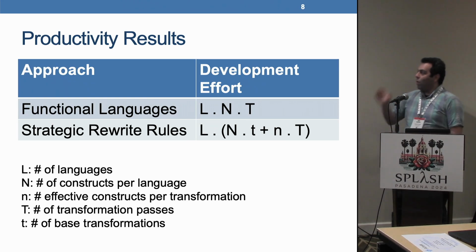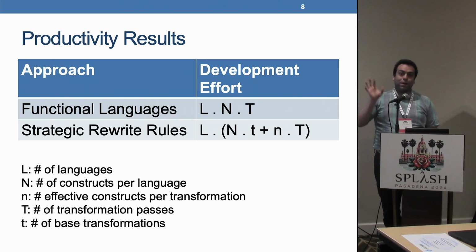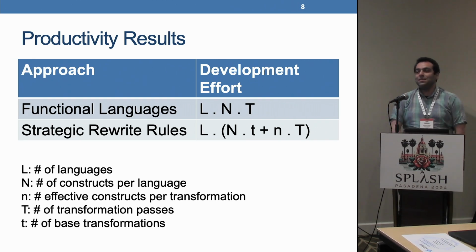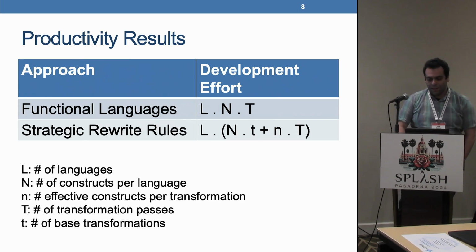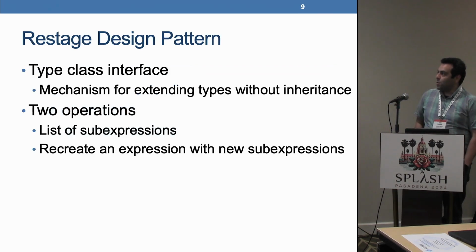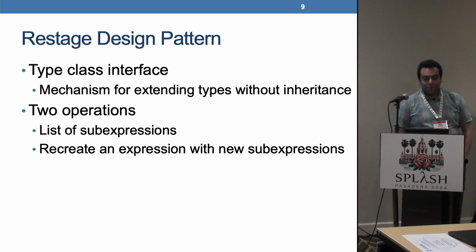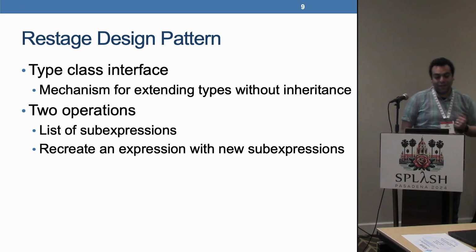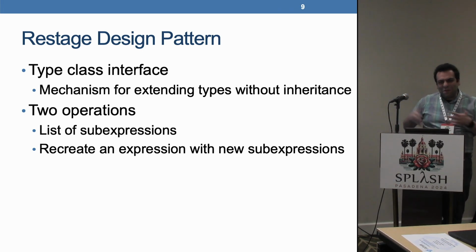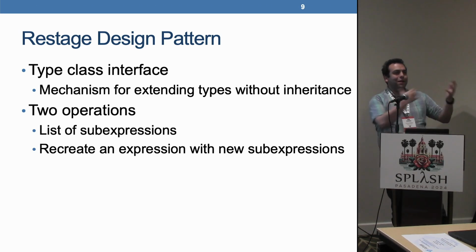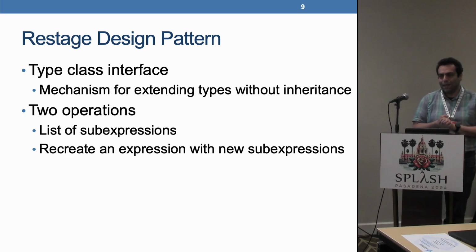So what I'm going to show in the paper, and you can refer to the paper for more details, is a design pattern to improve even over that and make it easier for compiler developers to build their next compiler. The design pattern that I'm proposing uses a feature in functional languages called type classes. It basically introduces a type class interface, which is a mechanism in functional languages for somehow simulating what inheritance would do in object-oriented languages.